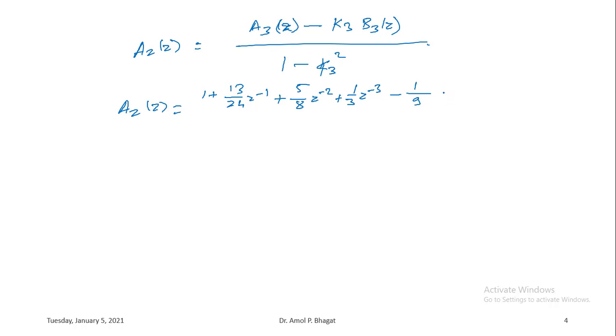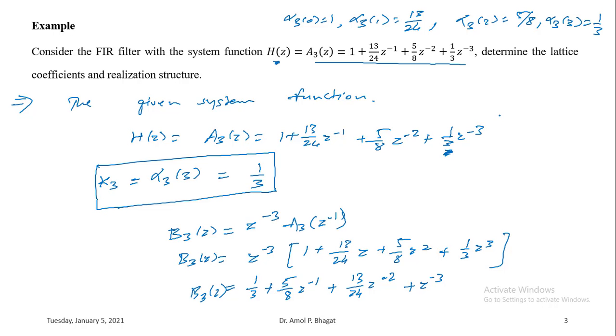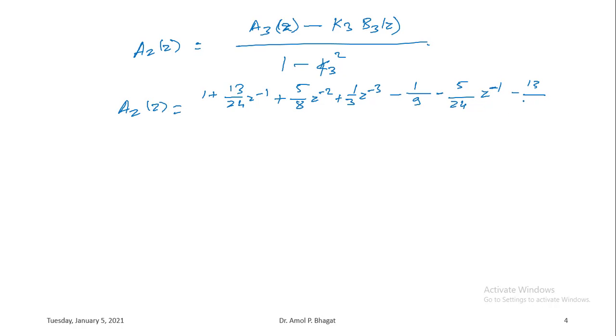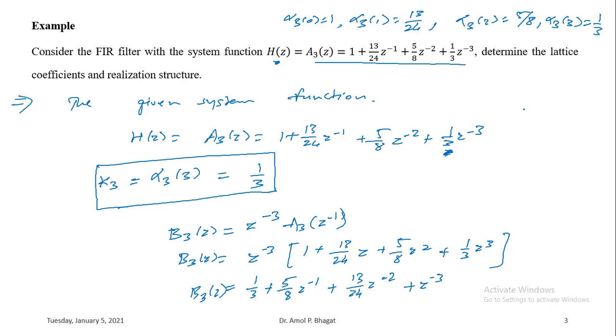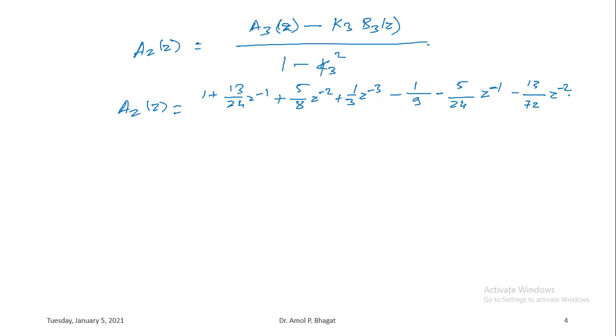Then again minus 5 by 24 z inverse, then minus 13 by 72 z to the power minus 2, and finally minus 1 by 3 z to the power minus 3, right, whole upon 1 minus 1 by 9, right? That is, k3 is 1 by 3, so 1 by 3 square will be 1 by 9.